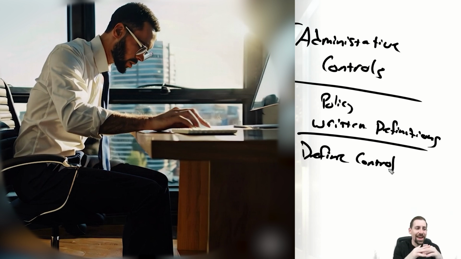If I were to say our organization has a policy that requires users to change their password every 90 days, that is an administrative control. The key word to that term is policy. An administrative control is a written policy or definition that then defines how we implement the control in our infrastructure.